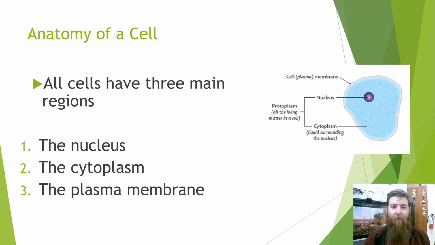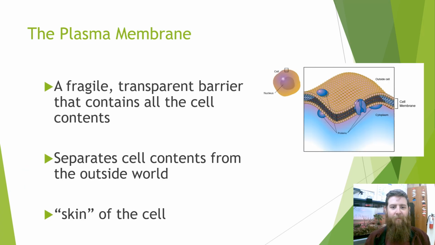All cells have three main regions that we break them into. We have the nucleus, the cytoplasm, and the plasma membrane. You can get into those a lot more, but those are the three basic parts.